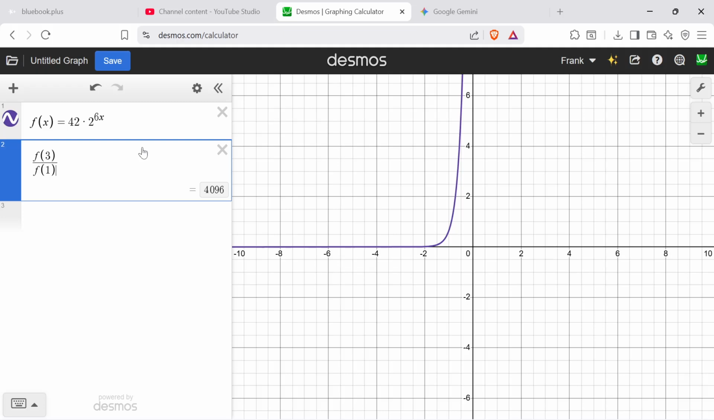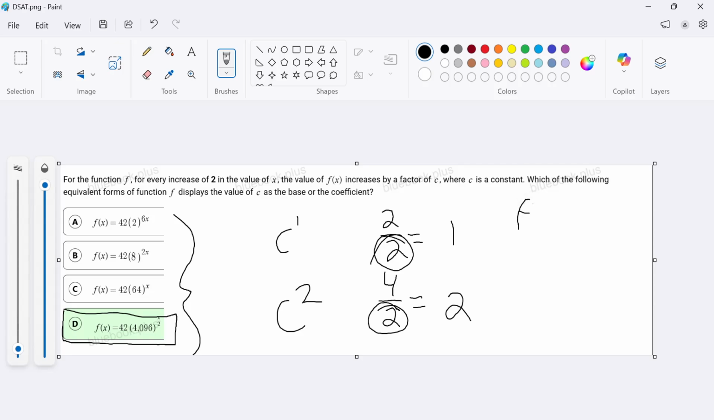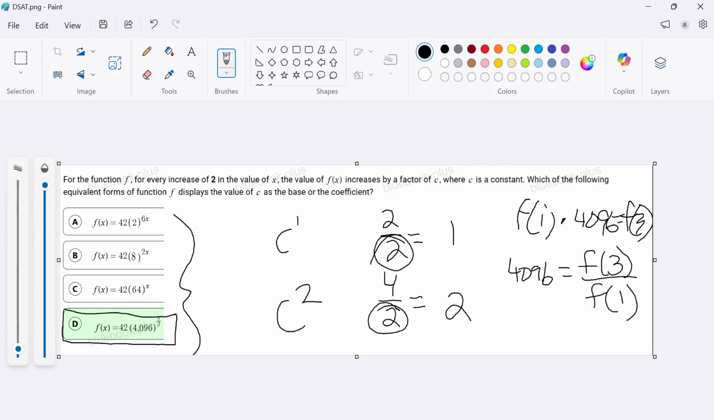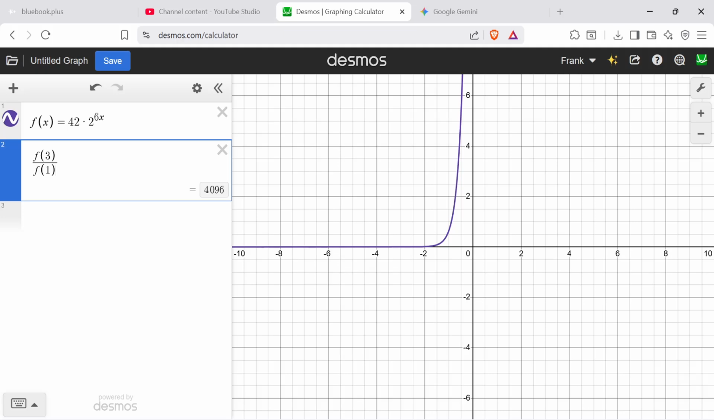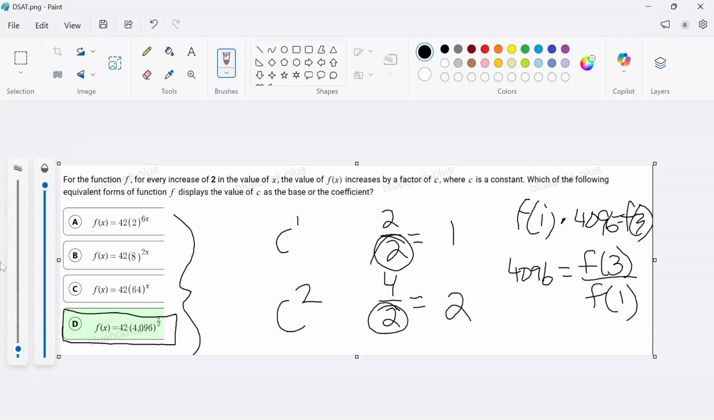That's f of 1 times 4096 would equal f of 3. And if I divide both sides by f of 1, 4096 equals f of 3 over f of 1. So 4096 has to be in there, and the only one that has 4096 in it is option D again.